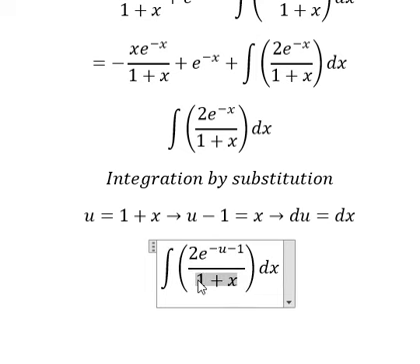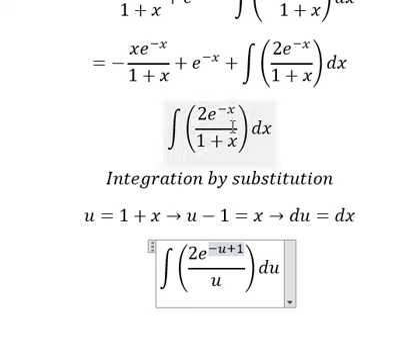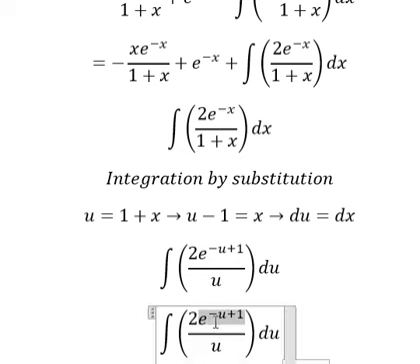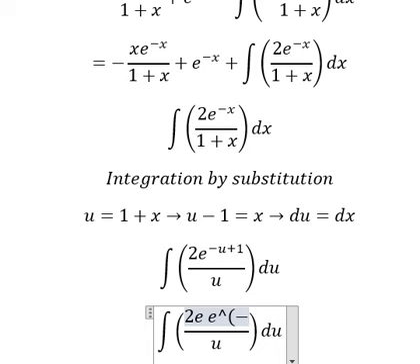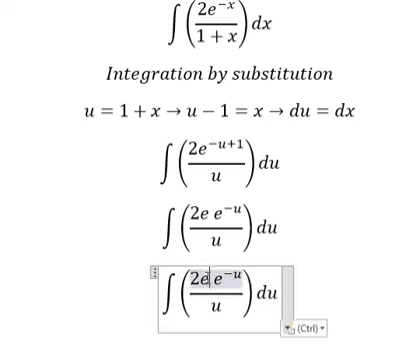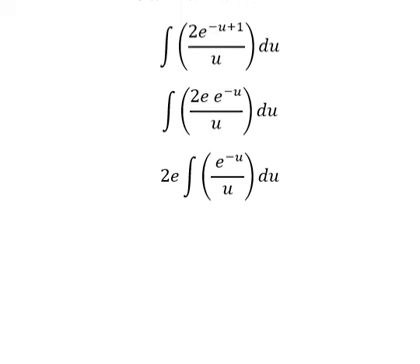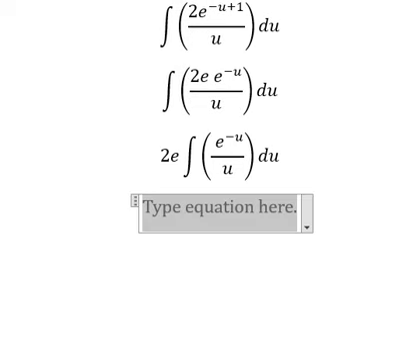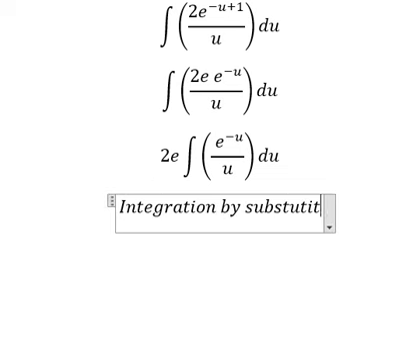This is u. This is the u. Or this is positive 1, sorry. Because negative with negative, we have positive. So in this one, we put e and e to the power of negative u. So I will put 2e outside. Next, we can use integration by substitution.